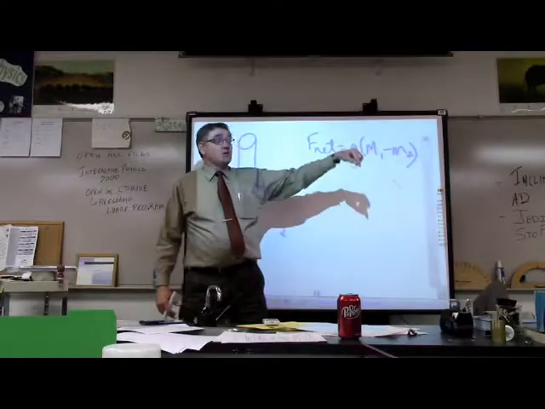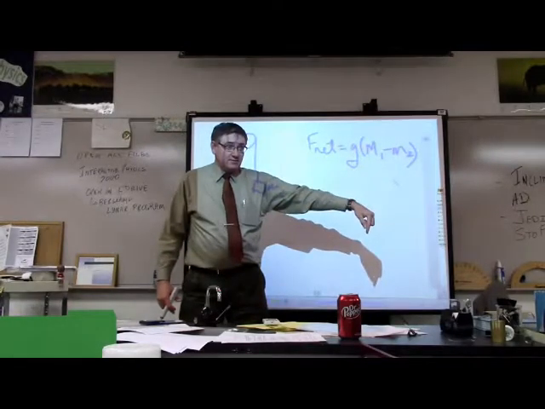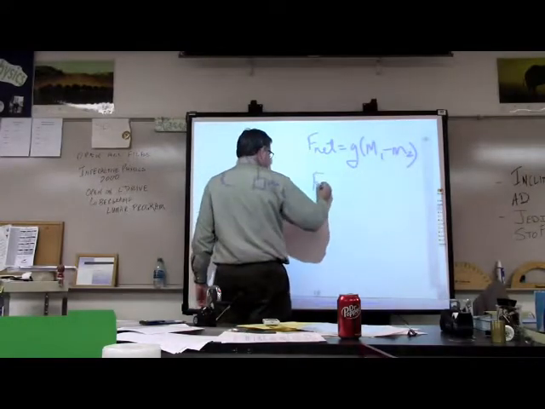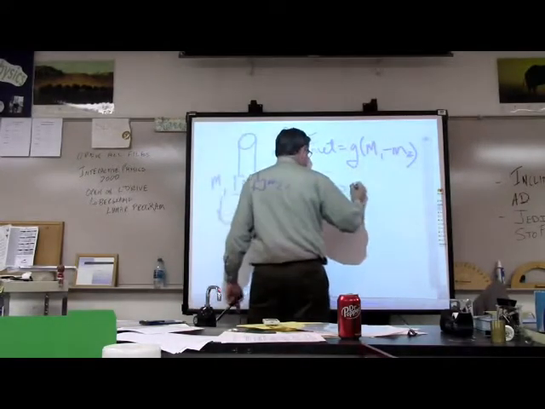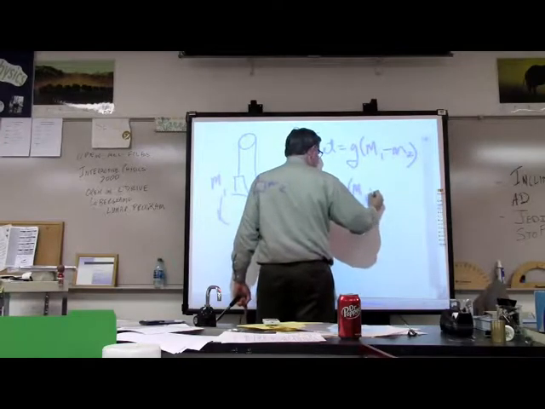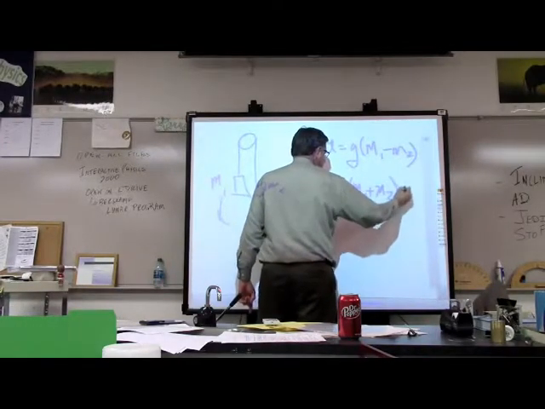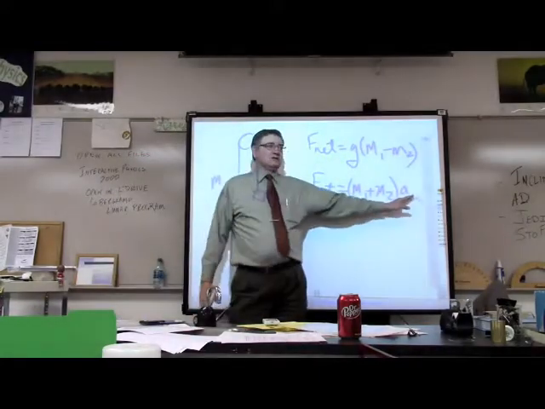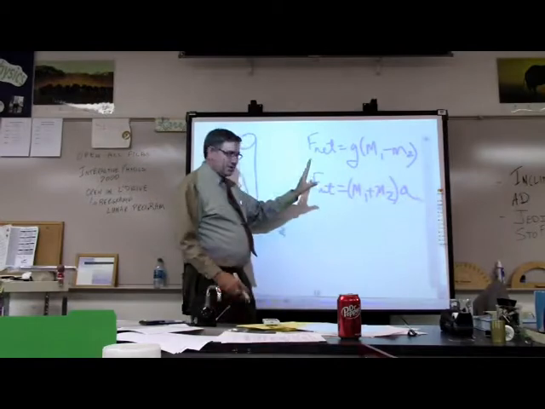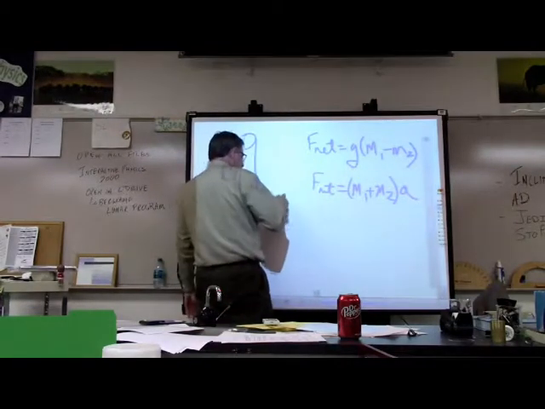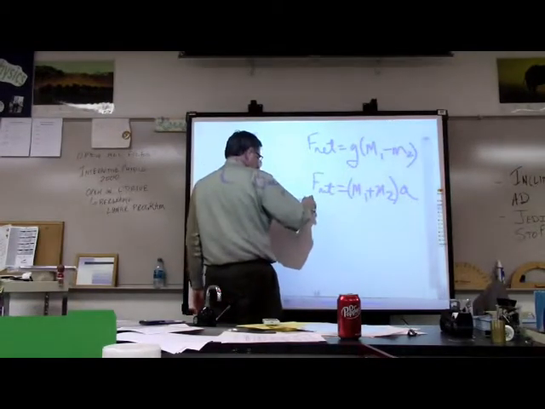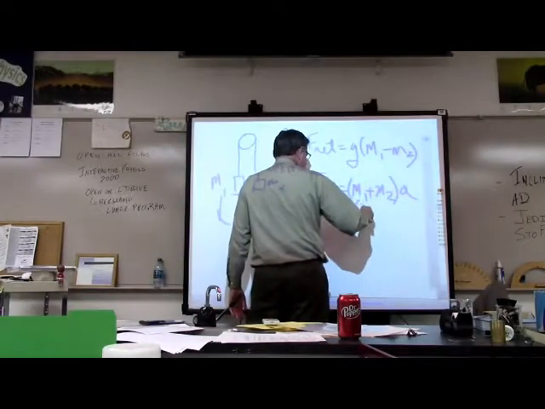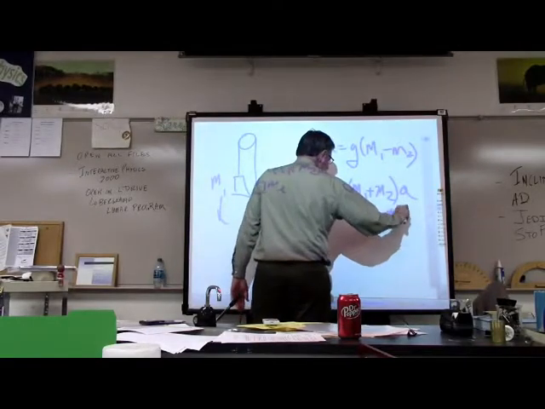Mass times acceleration. But which mass do I use? Both! So now my net force also equals M1 plus M2 times A, right? Net force is mass times acceleration. So here's what I've got: M1 plus M2 times A equals G times M1 minus M2.